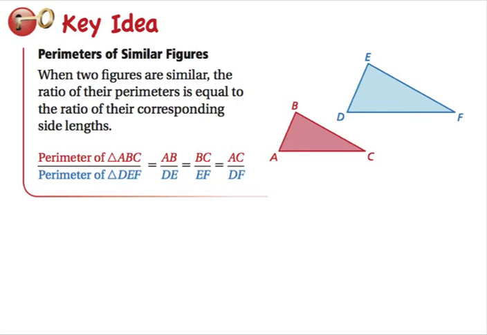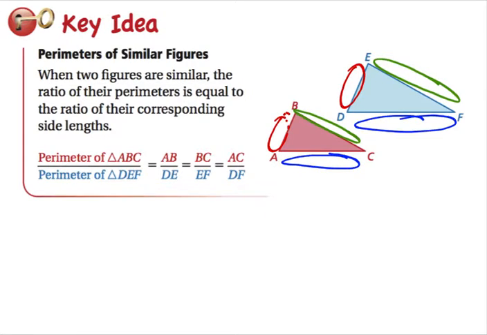So, remember from the last video, the perimeters of similar figures. When two figures are similar, the ratio of their perimeters is equal to the ratio of their corresponding lengths. So if I compare the perimeter of triangle ABC to the perimeter of triangle DEF, I will get the same ratio as if I compare AB to DE because they correspond, or if I compare BC to EF because they correspond, or I could compare AC to DF because they correspond. So corresponding side lengths have the same ratio as the perimeter.